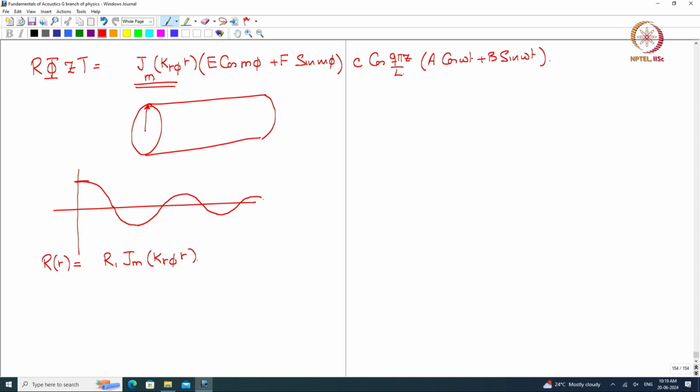Okay. In order to find R1, we need a boundary condition. So what is the boundary condition? Boundary condition is that R dash at a is 0. Okay. Why? Because the cylindrical wall is rigid walled. This wall is rigid walled.